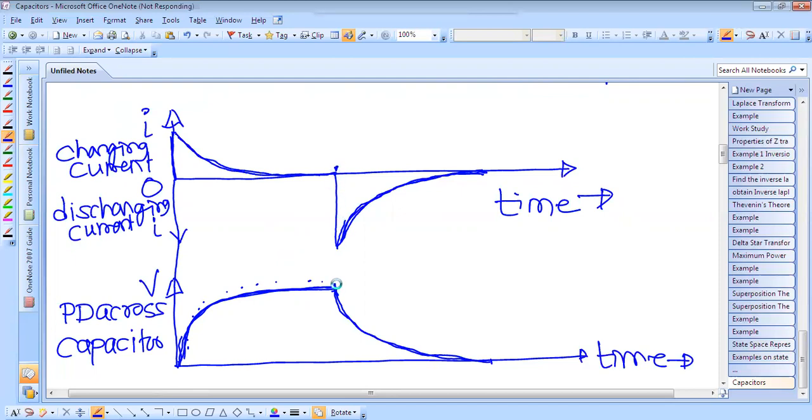Now, when the capacitor starts discharging, what will happen? This is a discharging current, and slowly it reduces to zero. Similarly, the voltage across the capacitor also reduces from its maximum value to zero with time. So this is how the charging and discharging of the capacitor happens.